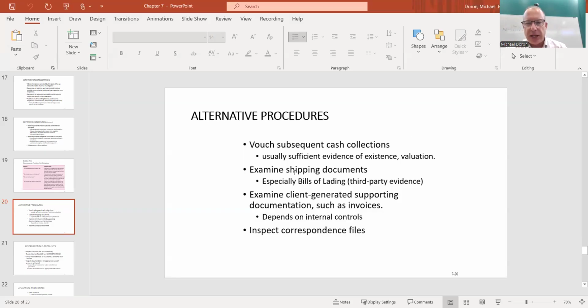You can examine shipping documents like bills of lading or other third-party evidence. So you can't confirm whether it's an outstanding receivable. At least you can confirm that it was sent out, so it was a real sale. That's part not fictitious. Examine client-generated supporting documentation such as invoices and inspect correspondence files, which is maybe the customer has been writing to you, why do you keep sending me these bills for this account receivable? We paid this a long time ago and we don't owe you anymore. If you're getting a lot of letters like that, that might suggest that the client isn't keeping good track of their receivables.